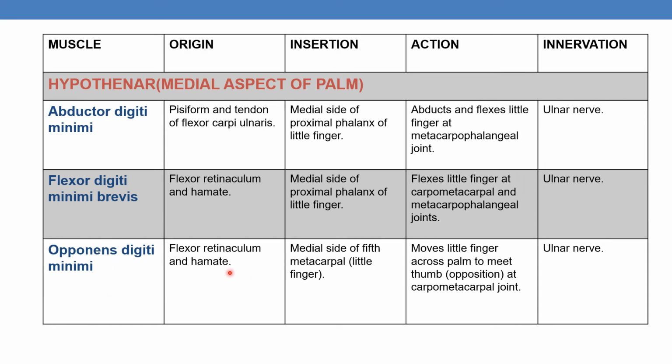The next is opponens digiti minimi. Origin point is flexor retinaculum and hamate, whereas the insertion is the medial side of fifth metacarpal of little finger. It moves the little finger across the palm to meet the thumb, opposition at carpometacarpal joint, as the name indicates. Opponens means opposes. It is also innervated by ulnar nerve. So all the hypothenar muscles are innervated by ulnar nerve and they are responsible for the movements of little finger.